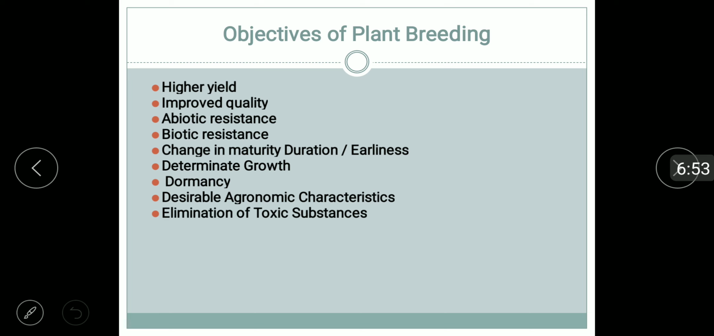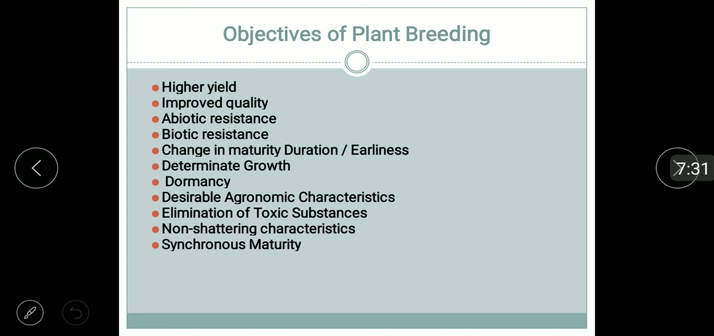Some crops contain toxic substances that should be removed, like aflatoxin in groundnut, and HCN, hydrogen cyanide, in sorghum in the early growth stages. That should be removed. It shouldn't cause any problem for animals. If goats or other animals eat sorghum at the early stage, death of those animals may take place because of the hydrogen cyanide content.